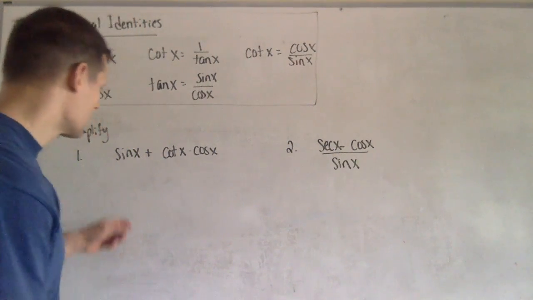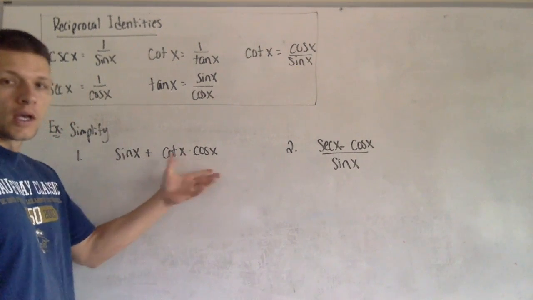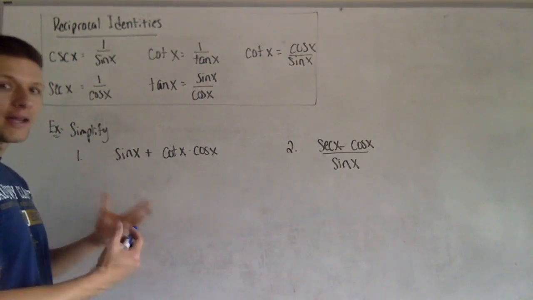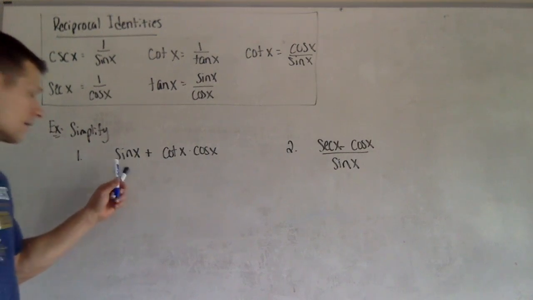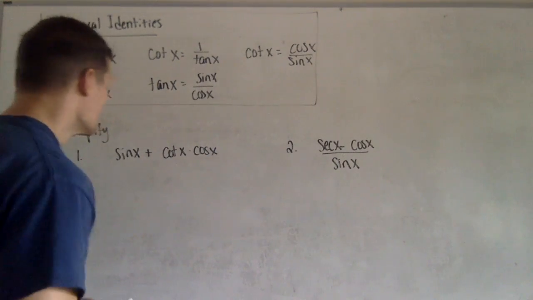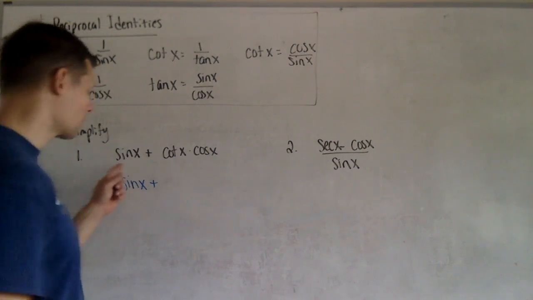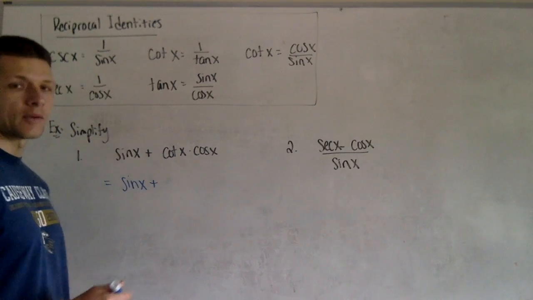So let's take a look. I have sine x plus cotangent x times cosine x. Again, my goal is to make this simpler. I want to combine this if I can. Currently I can't combine it, right? It's not like these are like terms. But what I can do is take both of these things and put them in terms of sines and cosines, and that's what I'm going to try right now.